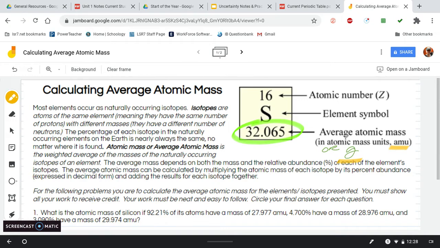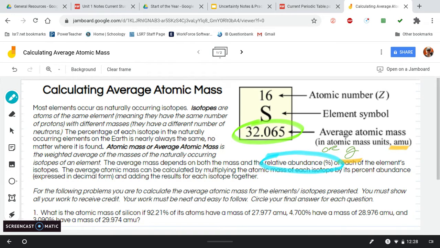So this number, the 32.06, it takes into consideration all the kinds of sulfur that are out there, and then it multiplies each sulfur mass, the 31s, the 32s, the 33s, by the percent that they are found in nature. So this percent, like how much of them is found in nature, we're going to call that abundance. And so right here it says relative abundance or percentage.